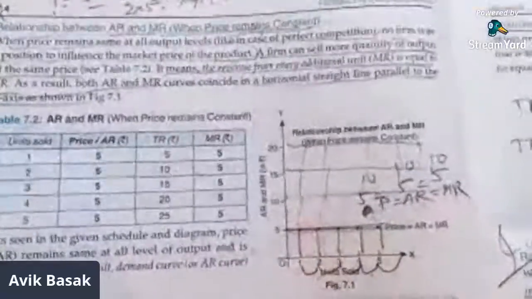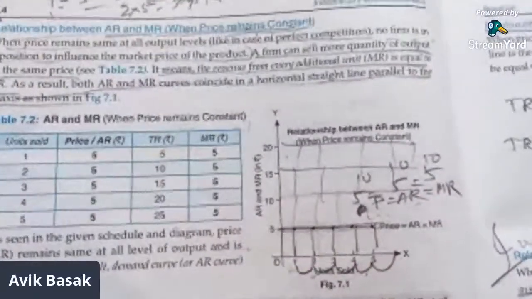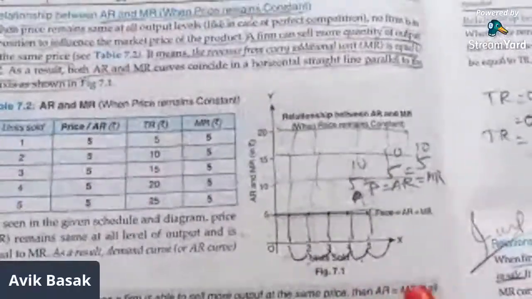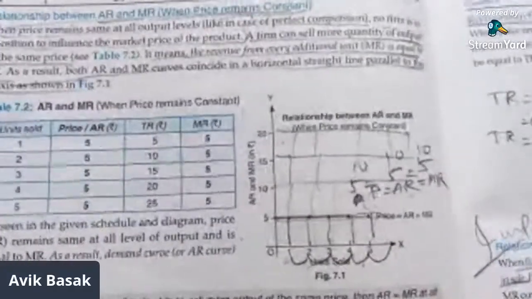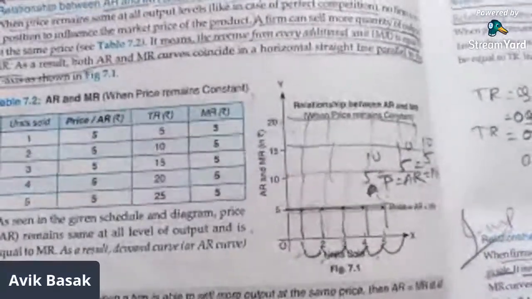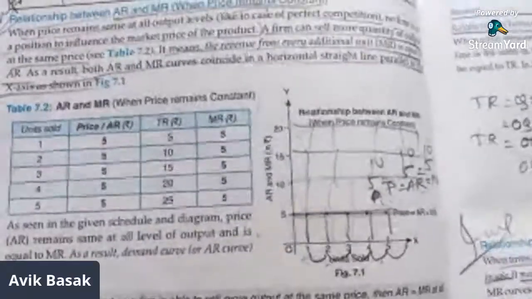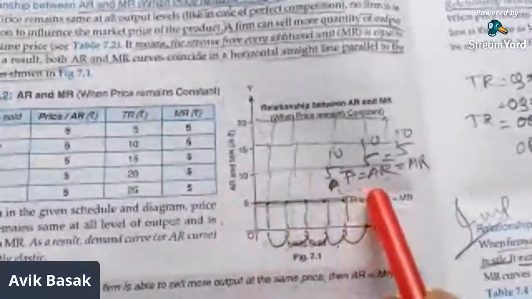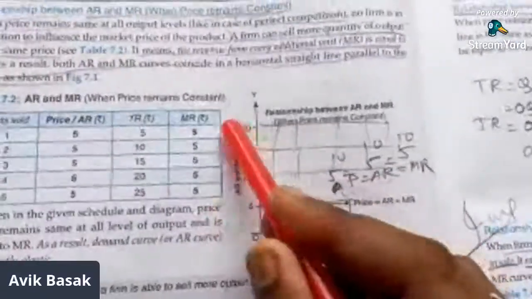Now students, I have told you, from the equation you have known, AR equals P, average revenue equals price. Since I am doing the price constant case, there will be a horizontal line. I am measuring price on the vertical axis. So price is this one and it is fixed. It is not changing.